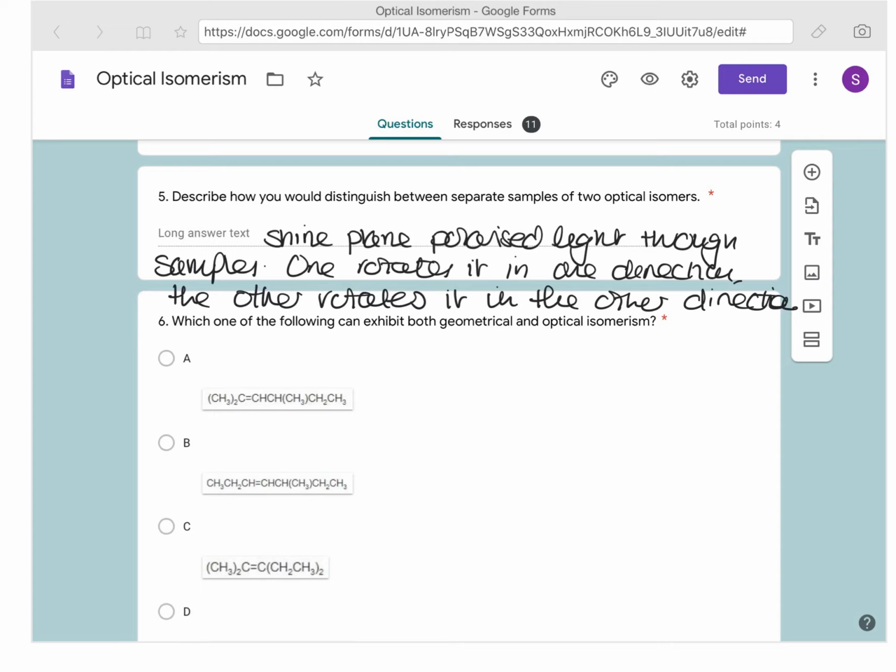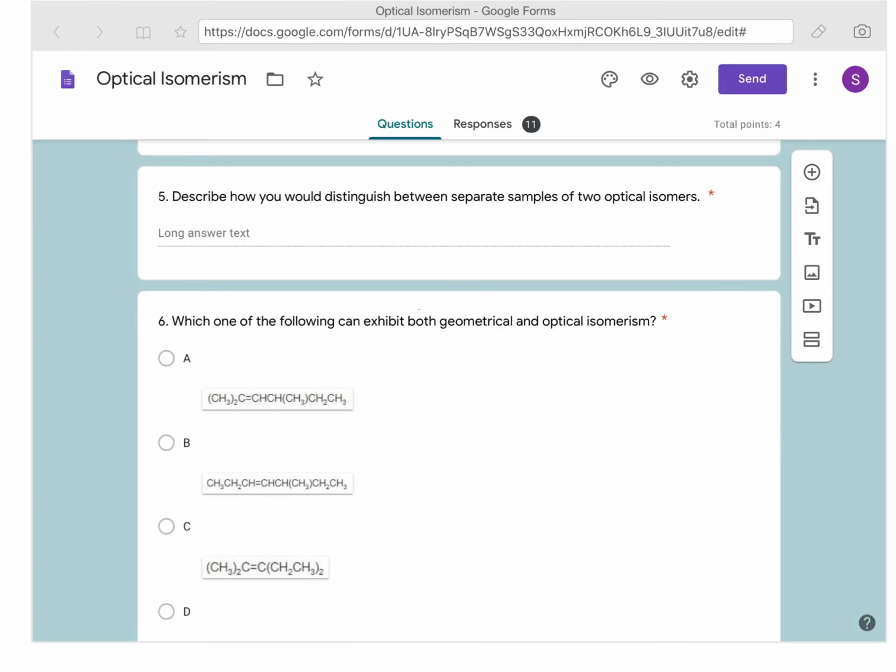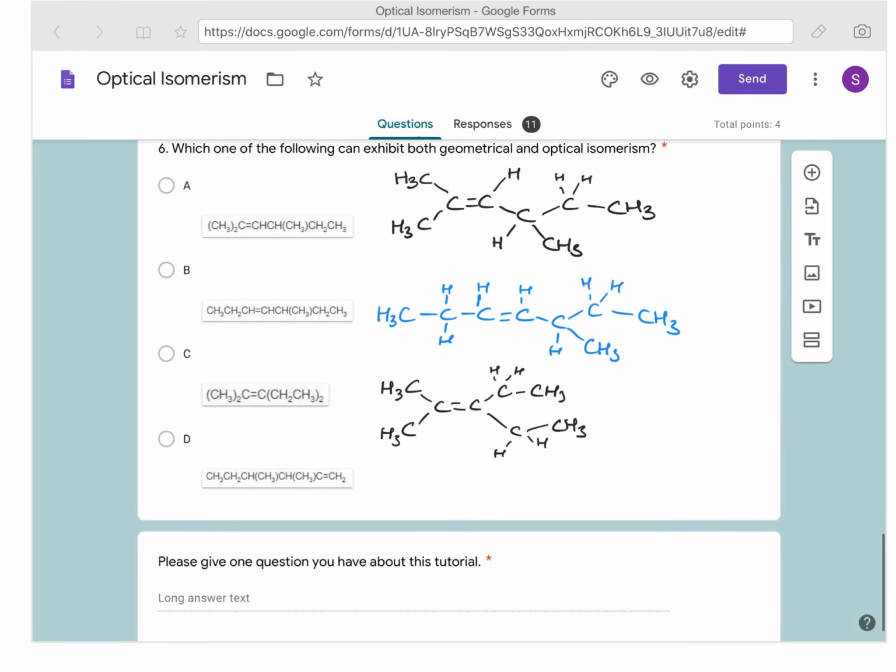Question 6 asks which one of the following can exhibit both geometrical and optical isomerism. For this question, I need you to remember what geometrical isomerism is as well as optical isomerism. To help us understand this question, because this is a real past exam multiple choice question, I'm going to draw these out in full displayed formula for you. Okay, so I've drawn them out, not quite full displayed, because it quickly became apparent that I wouldn't have any space. But I've alternated the colours so that we're not seeing one big structure all muddled up. And then we'll have a little look at the question.